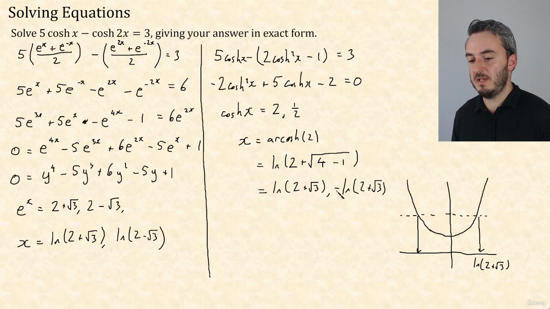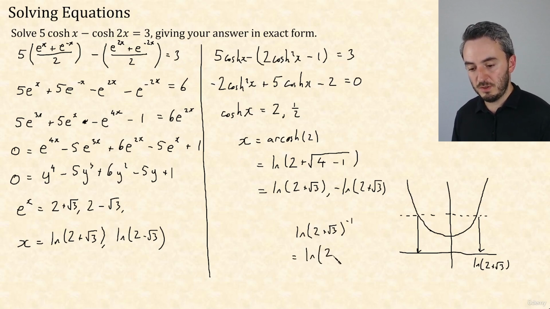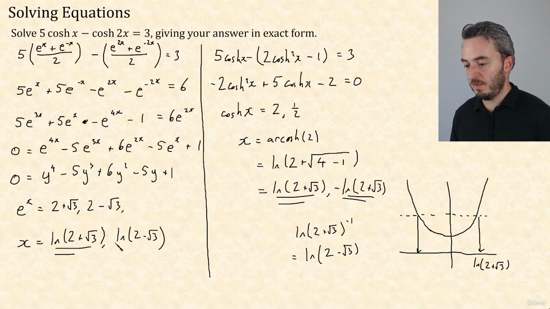You can leave your answer like this, but it is the same because minus ln(2 plus root 3) is the same as ln of (2 plus root 3) to the power of minus 1. And what is (2 plus root 3) to the power of minus 1? Lo and behold, it's 2 minus root 3. So we do get the same answers, that one and that one. These are the same answers as that one and that one.